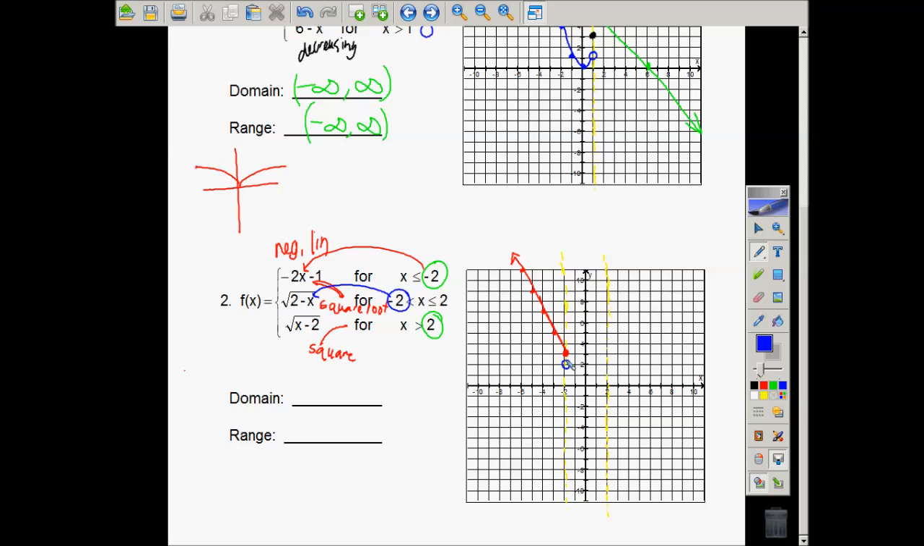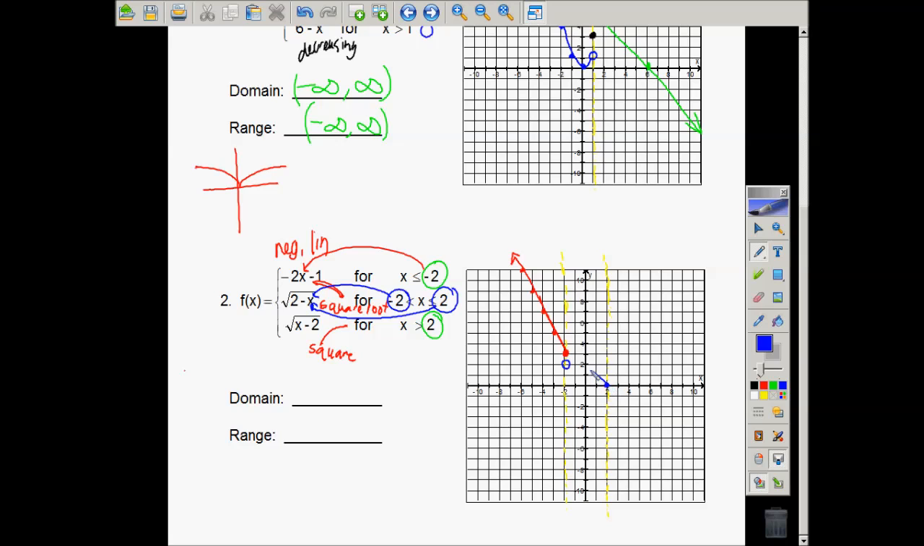And then I'm going to test my end value. Where do I end at? So I plug that in. I have 2 minus 2, which is 0. And the square root of 0 is 0. So on my other breaking point, I am at 0, and it's a closed circle.